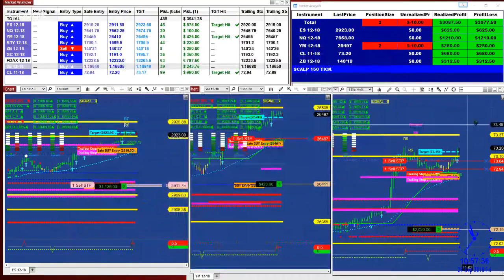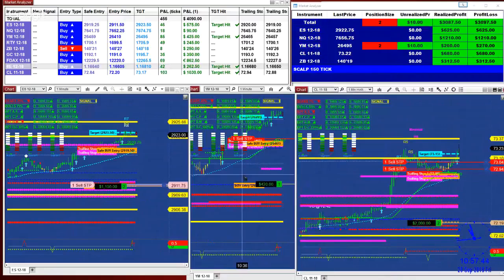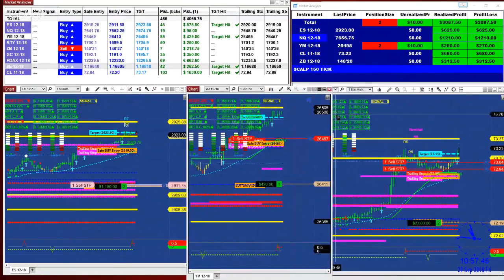CL, we called that trade for you from all the way down here, and you should have plenty of bananas in there. Let me see this one here.